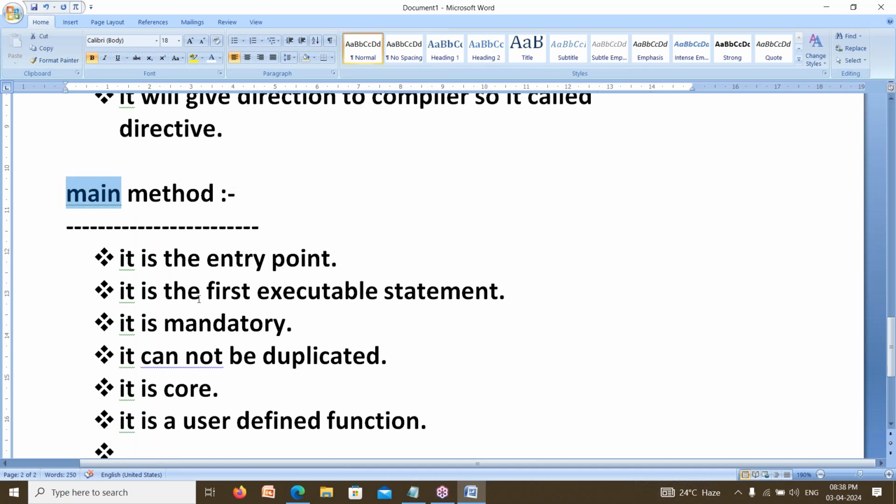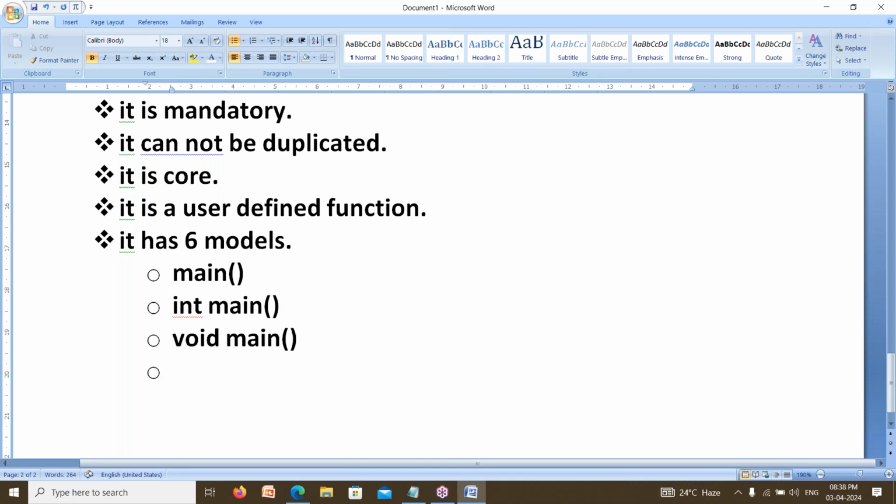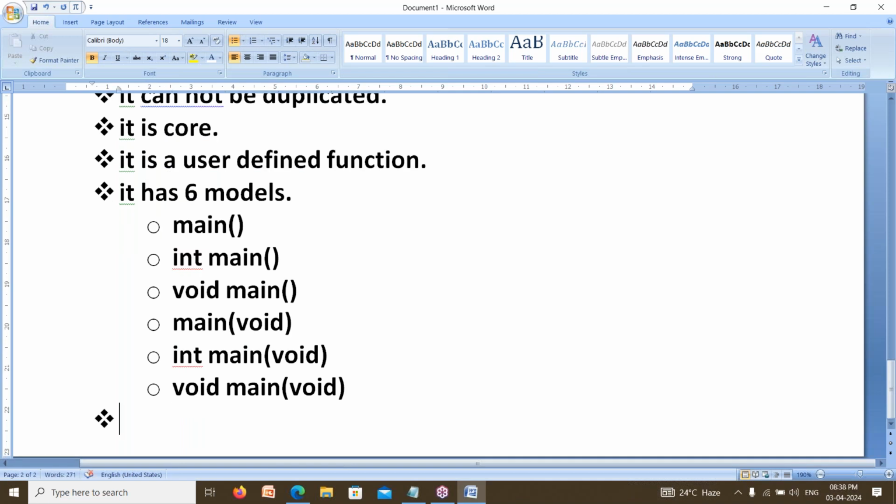You can write the main method in 6 models. Just like main, you can write integer main also. You can write void main also. You can write main of void. It is also okay. Integer main of void is also okay. Void main of void is also okay. These 6 models are okay to write a main method.